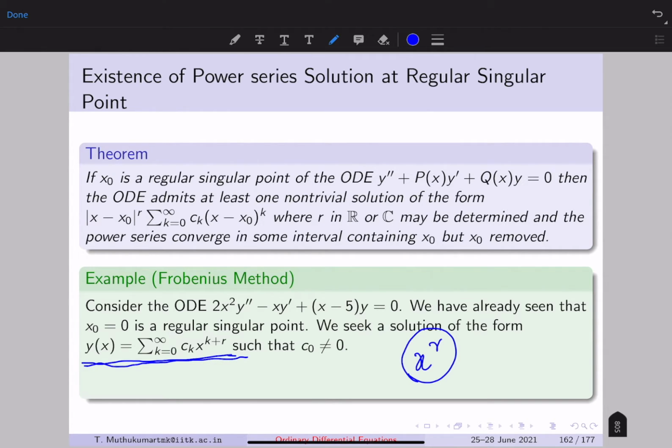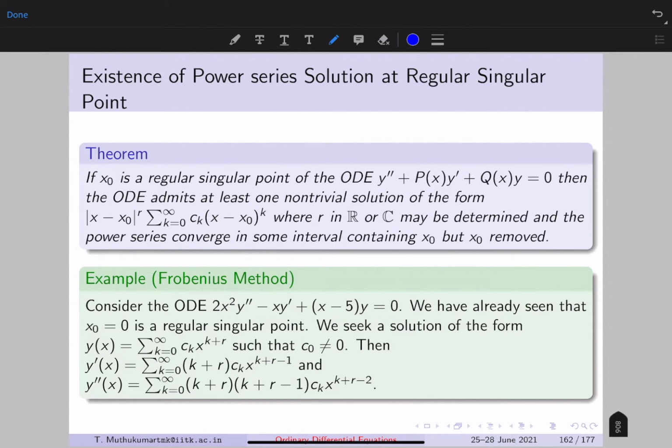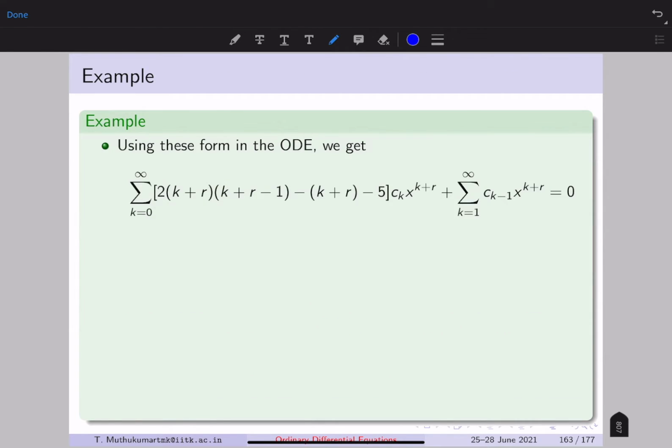So you start with such a power series expansion, and then use that information in the ODE here. In the previous method for ordinary point, we did not have r, we had r to be 0. But here, because of the regular singular point situation, you have this additional r which is to be determined. So use this form of y in the ODE, substitute and equate powers. For that you need to differentiate y once, differentiate y twice, and so on. If you differentiate y once, you get this. If you differentiate twice, you get this. So you have this series form. Now you plug it in this ODE here, and then you get this.